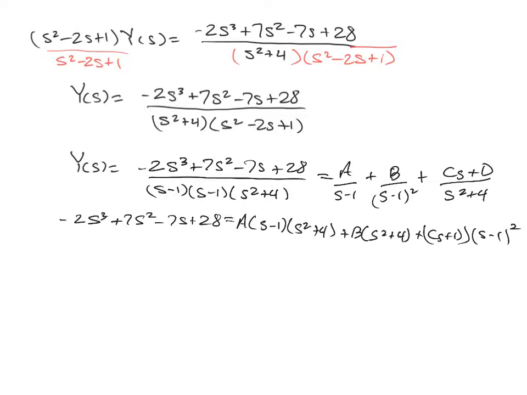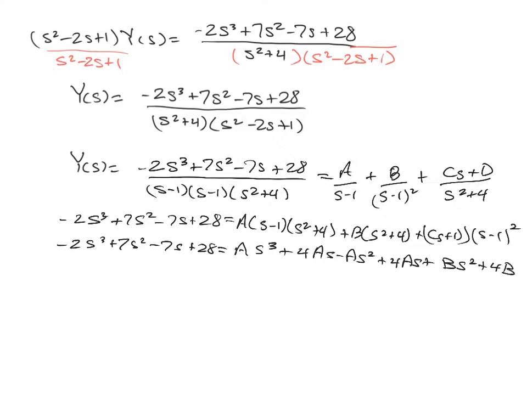Okay, so from here, we need to now go through and multiply out that entire right-hand side, and it's going to be a lot of work, but we're up for it. So we're going to have negative 2s cubed plus 7s squared minus 7s plus 28 is equal to A times s cubed plus 4As, and then minus As squared, and then plus 4As, and then B s squared and 4B, and then we're going to have the Cs plus D times s squared minus 2s plus 1.